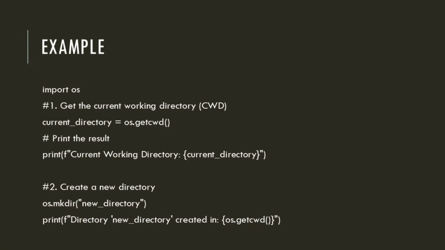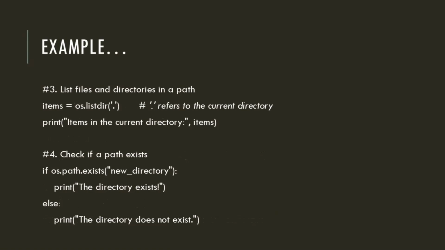Second example, create a new directory. os.mkdir(new_directory), print f-string, directory new directory created in os.getcwd(). Third example, list files and directories in a path. Items equal to os.listdir within brackets dot. The dot refers to the current directory. Print items in the current directory, comma, items.